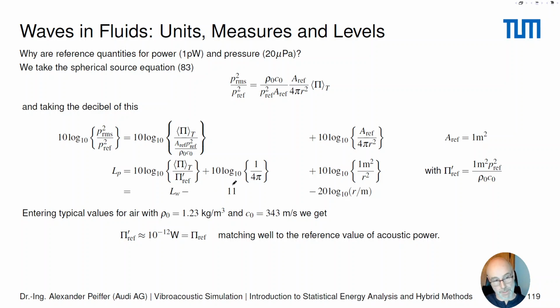In some equations you will find something like 8 or 5. The reason is, if this is a half space, it will be 1 divided by 2 pi. That means it will be 3 dB less. If it's a quarter space, it will be 5, and so on. So you can at least adapt to the kind of exterior field that you are using.